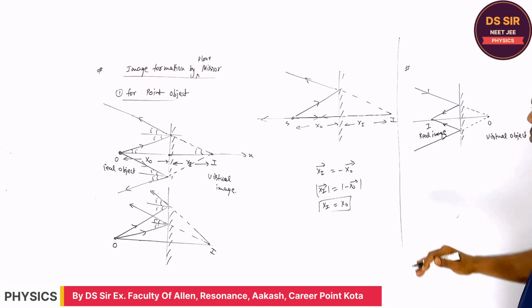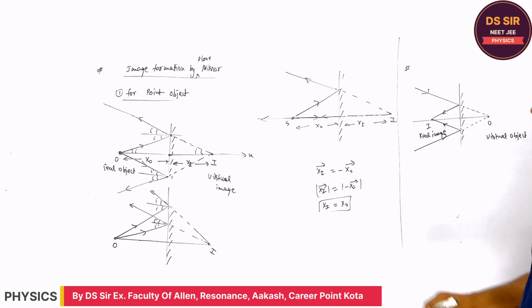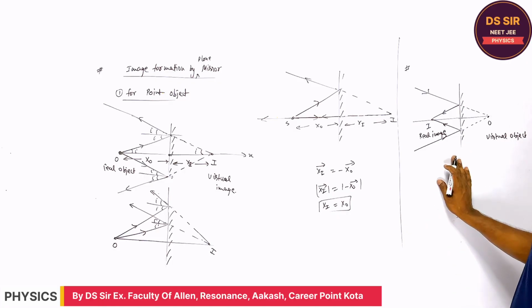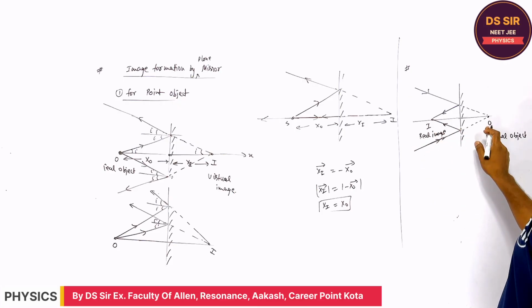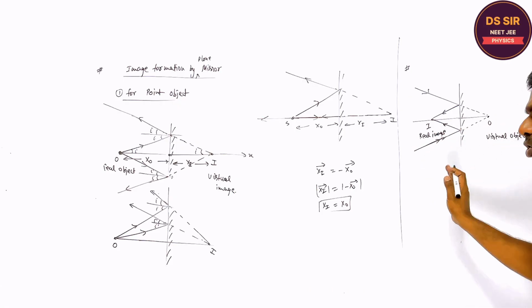So the real image is always formed in front of the mirror, and the virtual image is always formed behind the mirror, right? So this is the real image and the virtual object, right? Copy this.